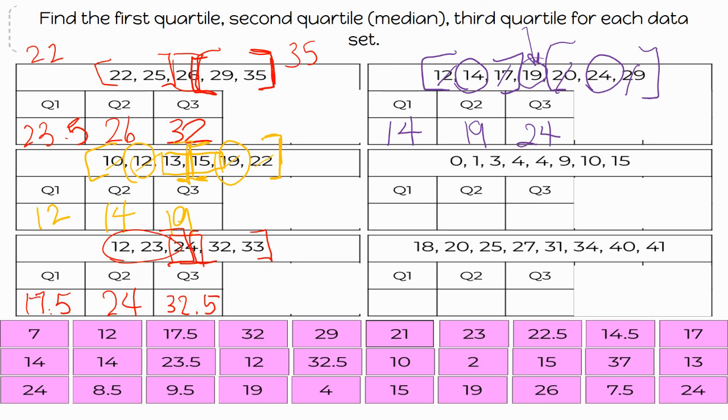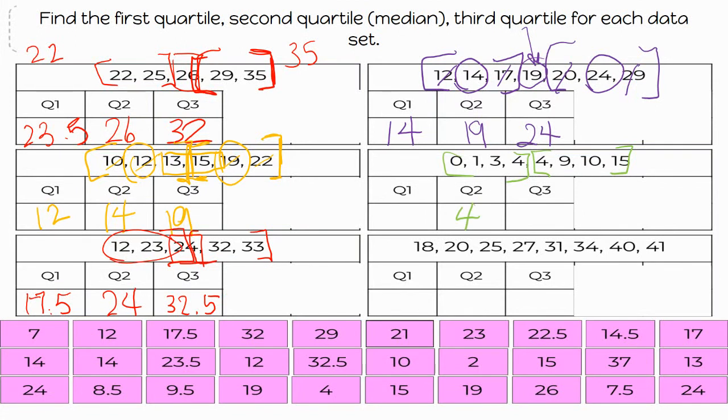So I have 1, 2, 3, 4, 5, 6, 7, 8 terms. That means they're even. So I can count down 4. It's going to be my upper quartile, lower quartile. And the number, if I add 4 and 4 together, I get 8. Divide by 2. So that Q2 is going to be 4.